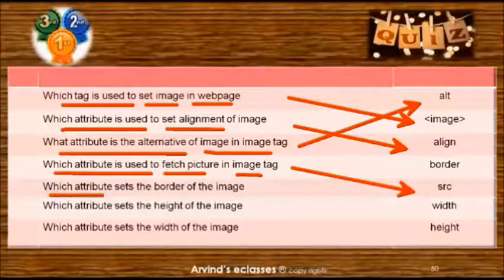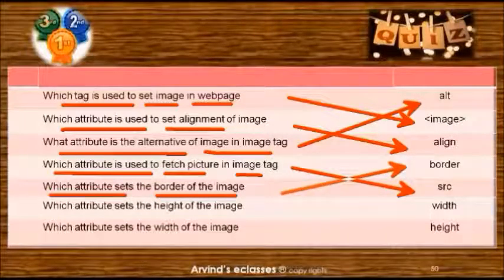Come to next question, which attribute sets border of your image? Border in the sense thickness of your frame. So we give a numerical value 1, 2, 3, 4, 5. As we increase values, frame thickness also increases in the same proportion. Yes, you are also right, that is your border attribute that sets the thickness of your frame.